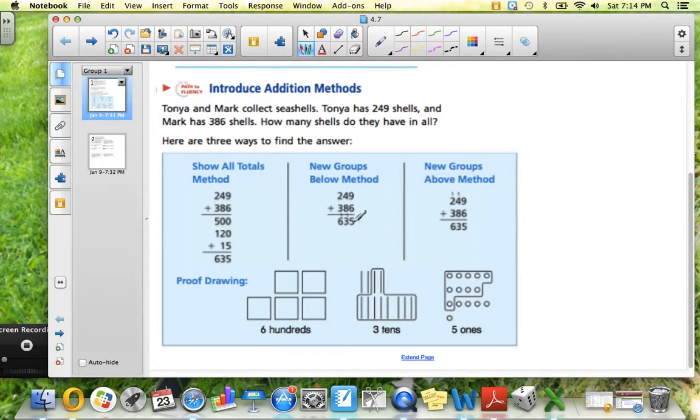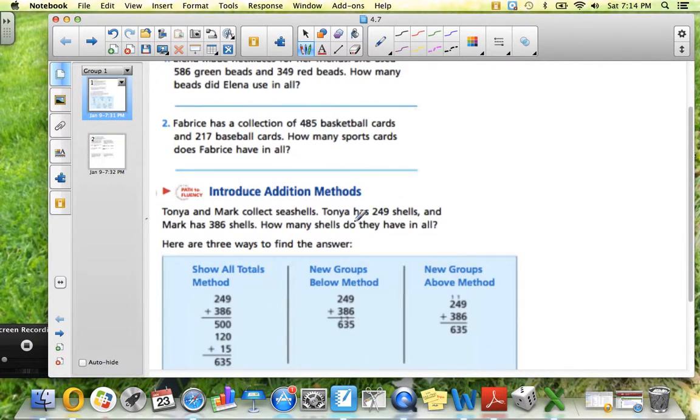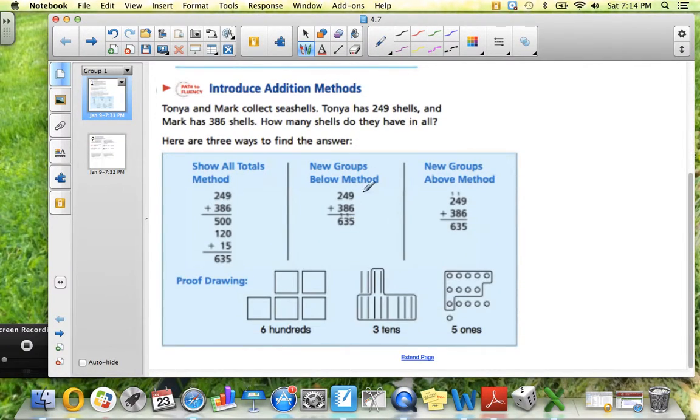So here we have, there were two questions above, but we're going to do those a different time. Here it has the three addition methods. I know some of you already have the way that you add numbers down. I saw a lot of you doing the new groups below method, but these are the three methods. You can use this to help you if you want to try a new method.